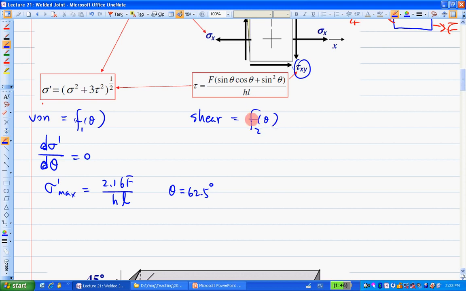For the shear stress tau, it's a little bit different. That's when theta equals 67.5 degrees, where we reach the maximum, and that's approximately 1.207 F over HL. So this is the mathematical, technical way you can get the maximum value.